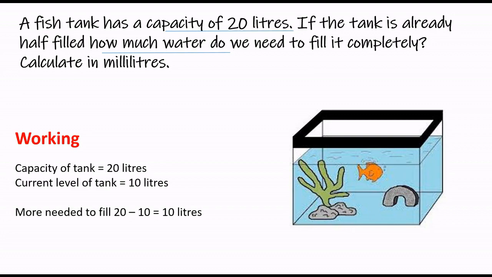20 minus 10? Yes, it's very easy to calculate. It is going to be 10 liters. So, we need 10 more liters to completely fill this fish tank. And in order to calculate it in milliliters, let's multiply by 1000. As we know, 1 liter is equal to 1000 milliliters. We are going to multiply 10 by 1000. Yes, so it will be 10,000 milliliters.